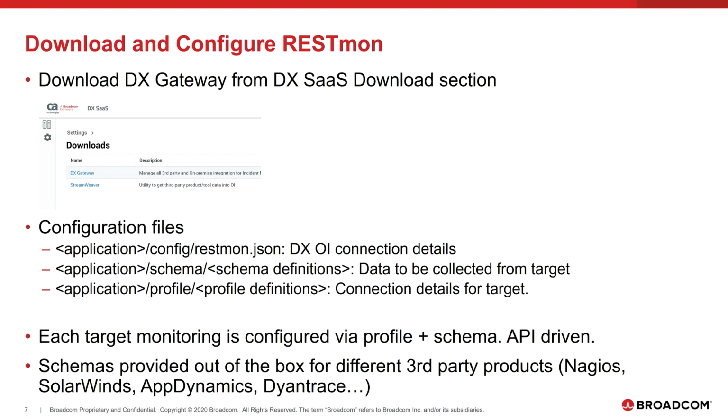So each target monitoring is going to be configured by using two files, the profile and the schema, and it's fully API driven. I will also show this during the demo. So if we want, for example, to connect to a technology like Nagios and we already have a schema available, we just need to define a profile, specify our connection details, and we are running. As I said, we provide 20 plus schemas out of the box for different technologies.